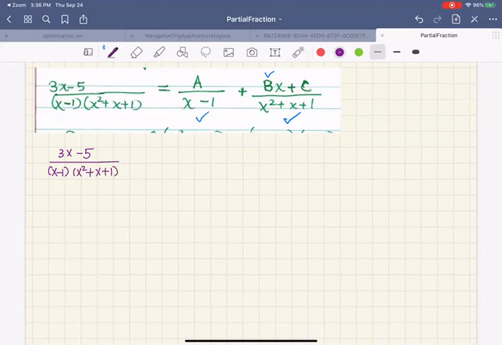Oh, so this one requires bx plus c, so it's a over x minus 1 plus bx plus c over, because you have this guy is second order.